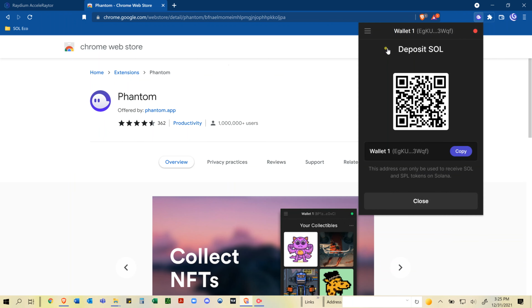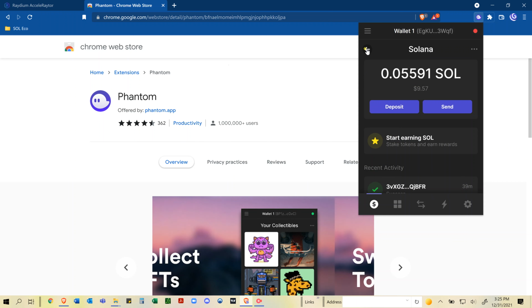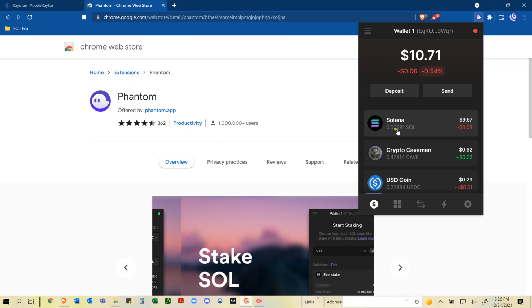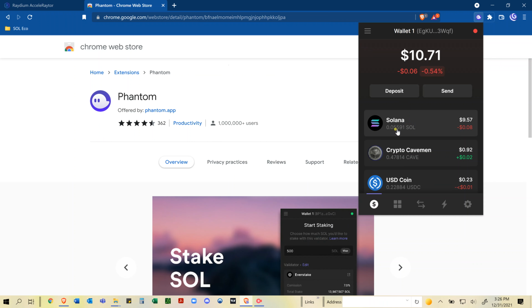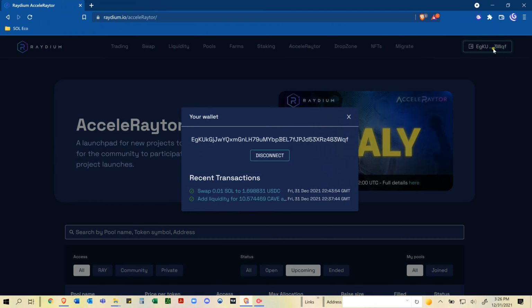But now that it's funded, you really don't need a lot of Solana. You do need to have some in there at all times for transactions, or else they will fail. So even having 0.001 is usually enough for 10, 15, maybe even 20 transactions. So that's all set up, and we're going to go over to Raydium.